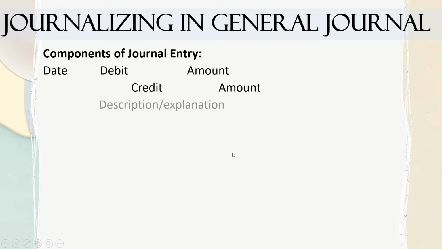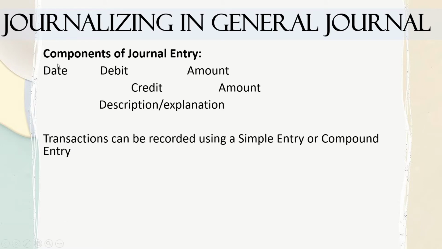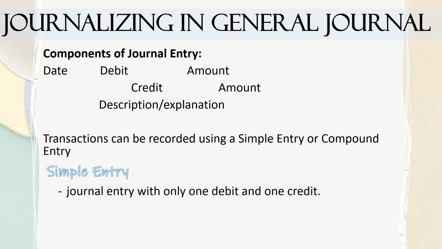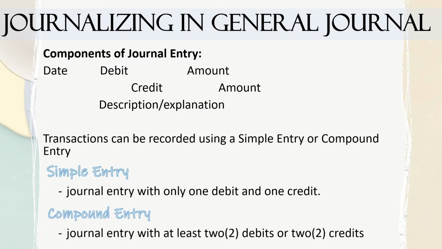Journal entries have these important components: transaction date or when the transaction happened, debit account from the account titles in your chart of accounts, and then the corresponding amount. Next is the credit account, and then its corresponding amount, and then lastly, the description or explanation of the business transaction. So journal entries can be recorded using a simple entry or compound entry. Simple entry means that the journal entry has only one debit and one credit, while compound entry means the journal entry has at least 2 debits or 2 credits.